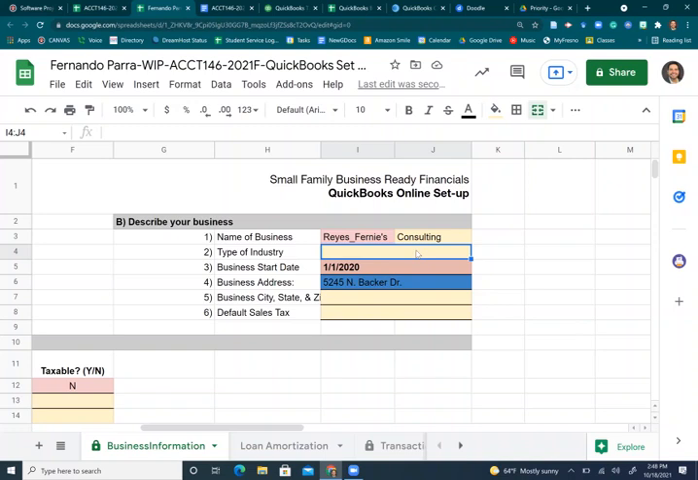Type of industry, I'm going to do the services. I'd say accounting. Services. So yours would be retail, wholesale, retail. We try to go by the system.